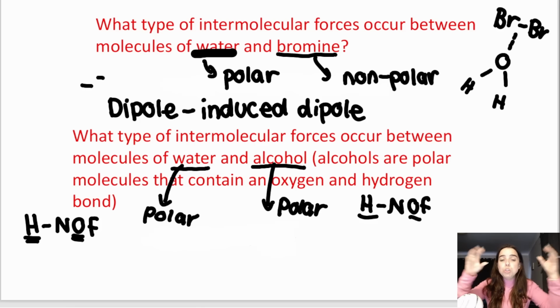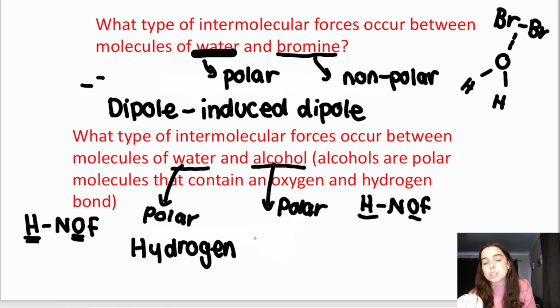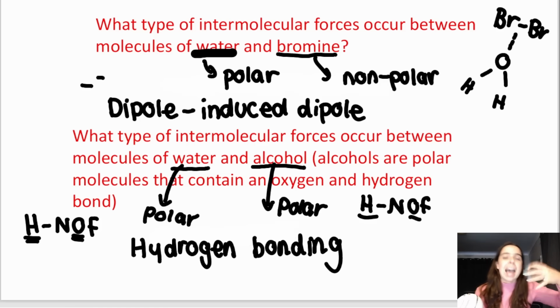So we have two substances that have hydrogen bonded to oxygen. So when they come together, it actually forms hydrogen bonding, the special type of intermolecular force. Hydrogen bonding, special type of dipole-dipole. Remember, it would be hydrogen bonding and London forces. Remember, everything has London forces.